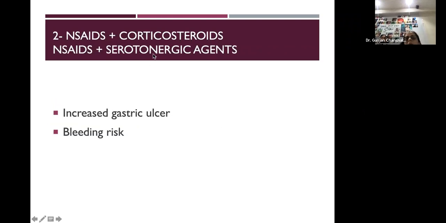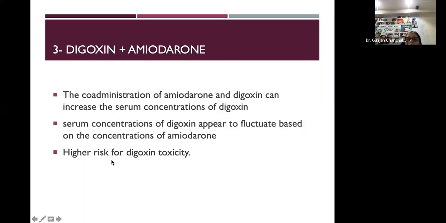The second common drug-drug interaction that we see in the ICU is with the use of NSAIDs. NSAIDs, as we all know, are prostaglandin inhibitors, and therefore carry an increased risk of gastric ulcer and bleeding from these gastric ulcers. When we combine NSAIDs with corticosteroids or with serotonergic agents, that is, antidepressants like SSRIs, they will increase the chances of bleeding from this gastric ulcer.